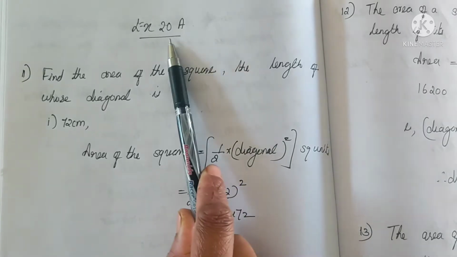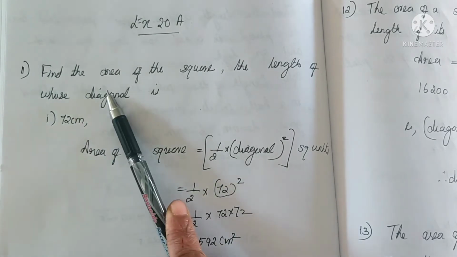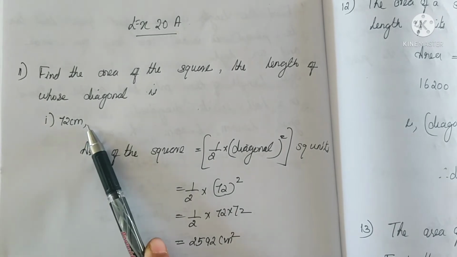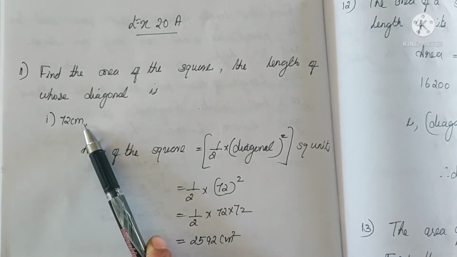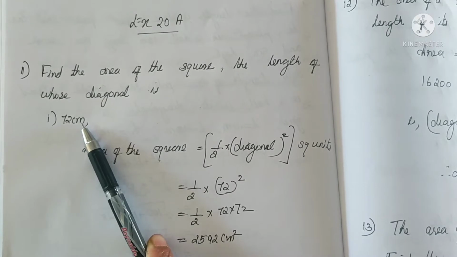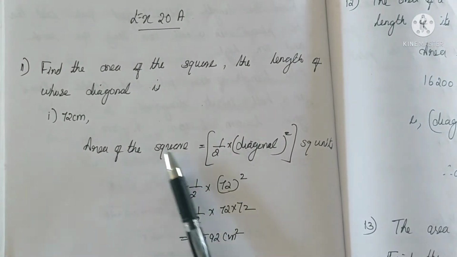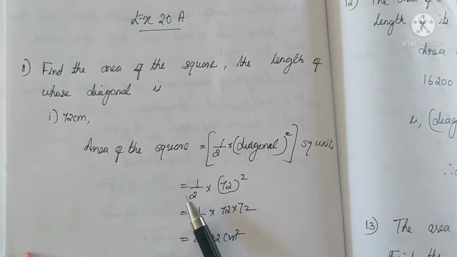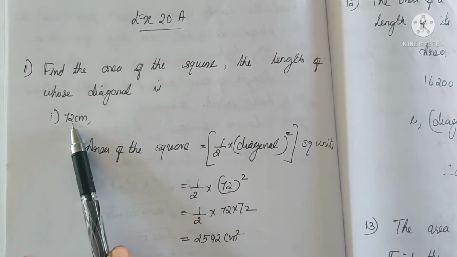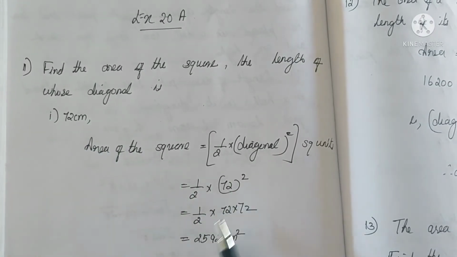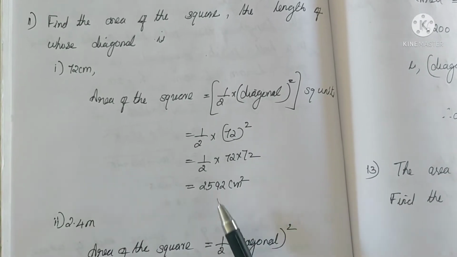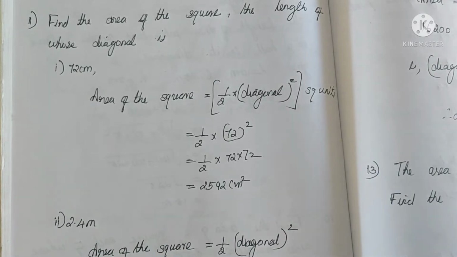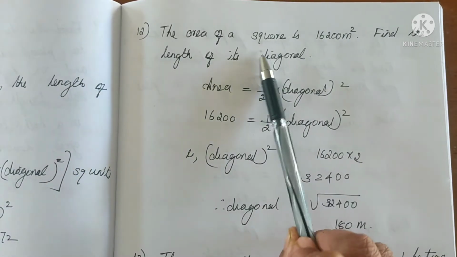Let's continue exercise 20a, question number 11. Find the area of a square, the length of whose diagonal is 72 centimeter. So here diagonal is given. We know if the diagonal is given how to find the area of the square. That is, area of the square is equal to half into diagonal square. That is half into 72 square. So half into 72 square becomes 2592 centimeter square.